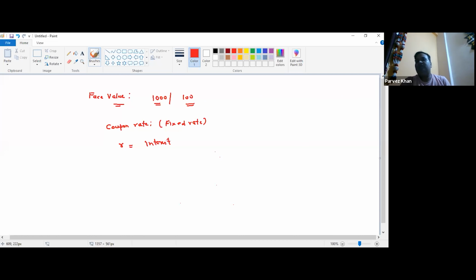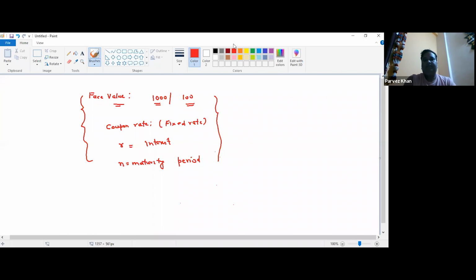So interest will also be there. And then bond will be having a maturity period, like 4 years, 5 years, 3 years. Every bond will be having a maturity period. So this 4 concept is clear. Any doubt? No, sir. Okay.